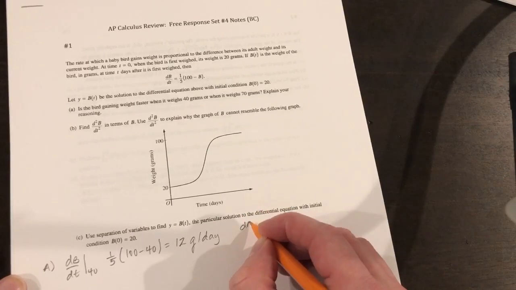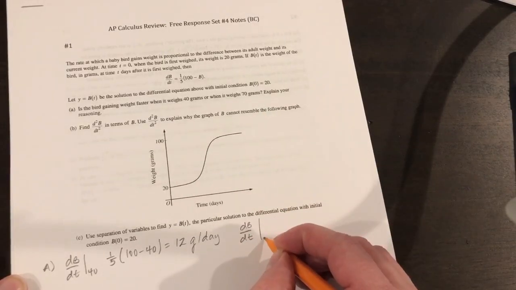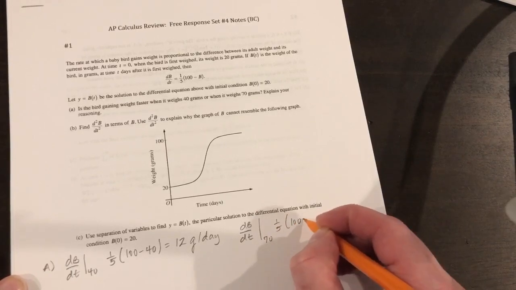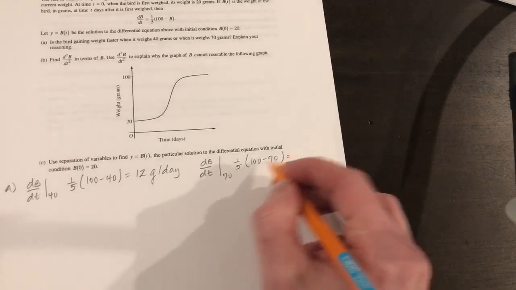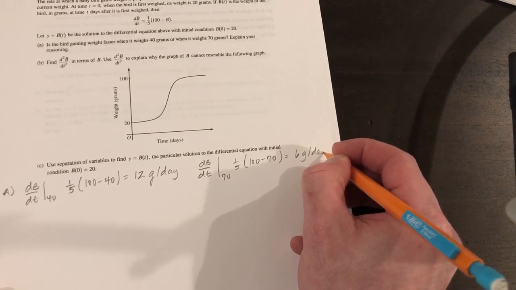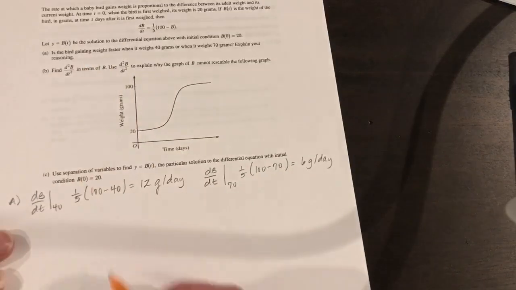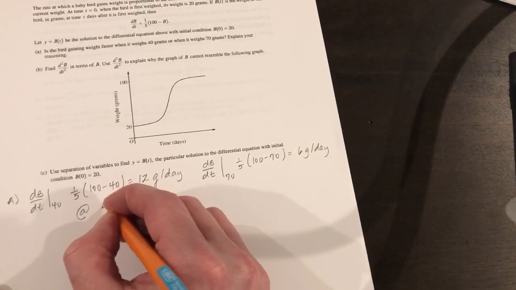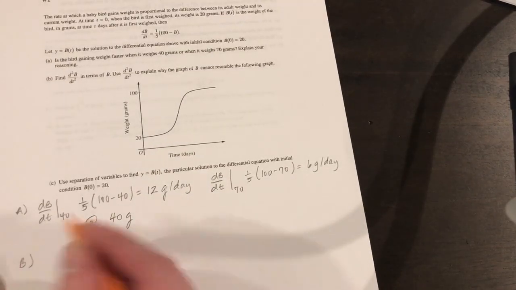Okay, and let's plug in a 70. Okay, so 1/5 times (100 minus 70). 100 minus 70 is 30. So 30 divided by 5 is 6 grams per day. So which one is gaining weight faster? It's this one, okay? So at 40 grams. Part B, so that's all you have to answer on that one.